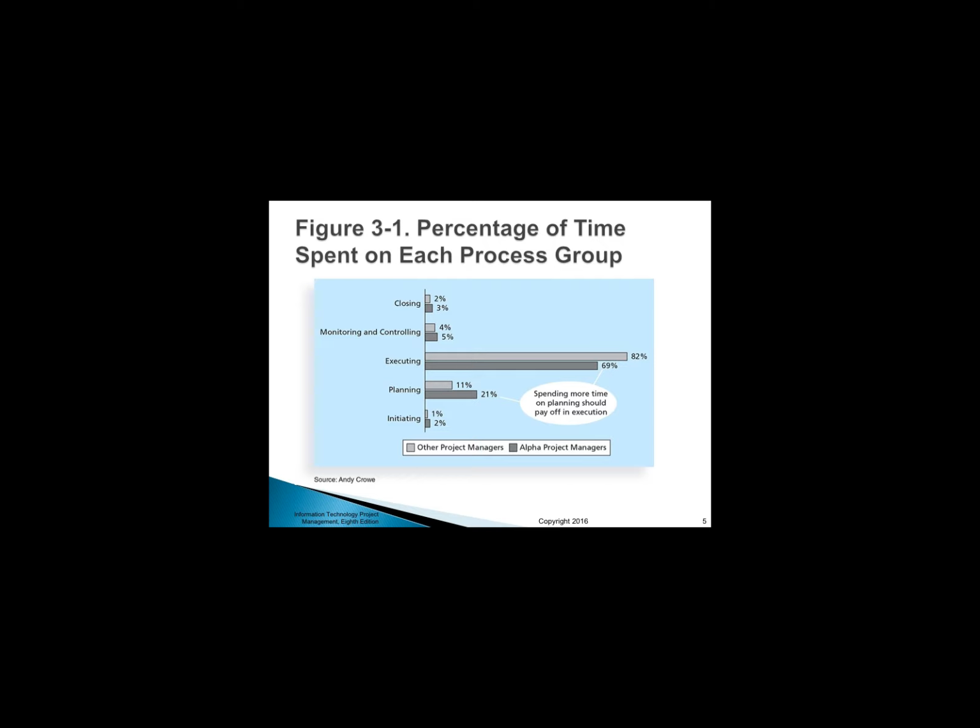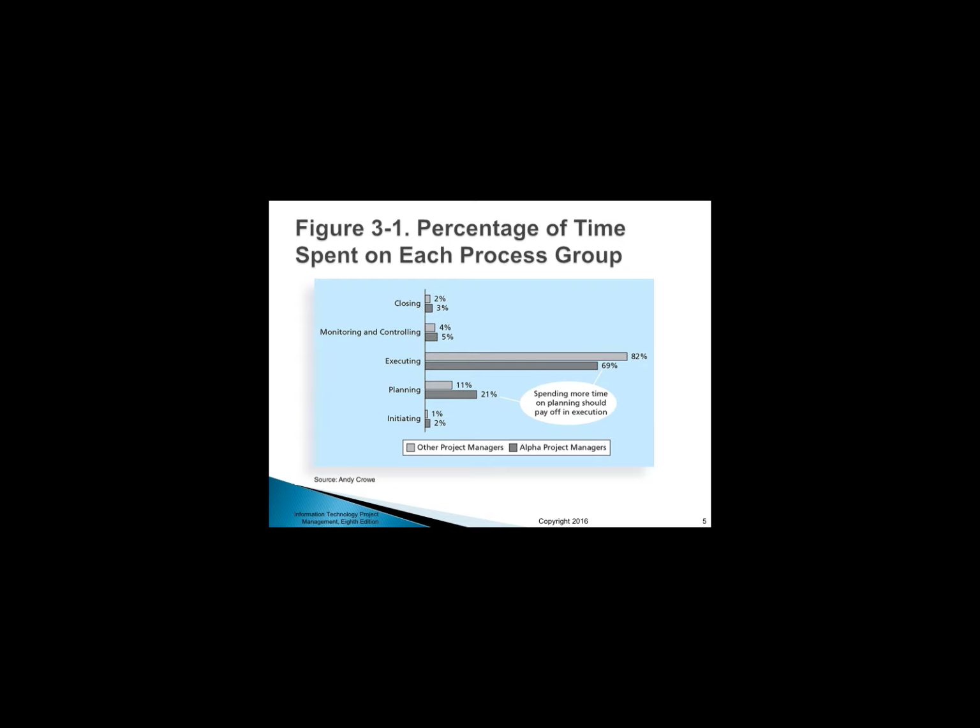Figure 3-1. Percentage of time spent on each process group. Many people ask for guidelines on how much time to spend in each process group. In his book Alpha Project Managers, What the Top 2% Know That Everyone Else Does Not, Andy Crowe collected data from 860 project managers in various companies and industries in the United States. He found that the Alpha project managers spent more time on every process group, except executing, than their counterparts, as shown in Figure 3-1.